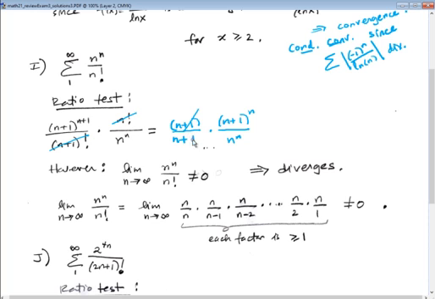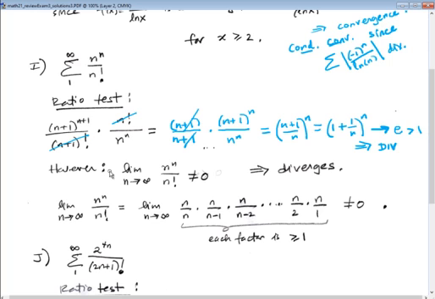What we end up with, which is kind of interesting, is n plus 1 over n to the n, which is equal to 1 plus 1 over n to the n. Then if we take the limit as n goes to infinity, this is actually the definition of e. We get e, which is greater than 1. So that implies by the ratio test that this diverges.